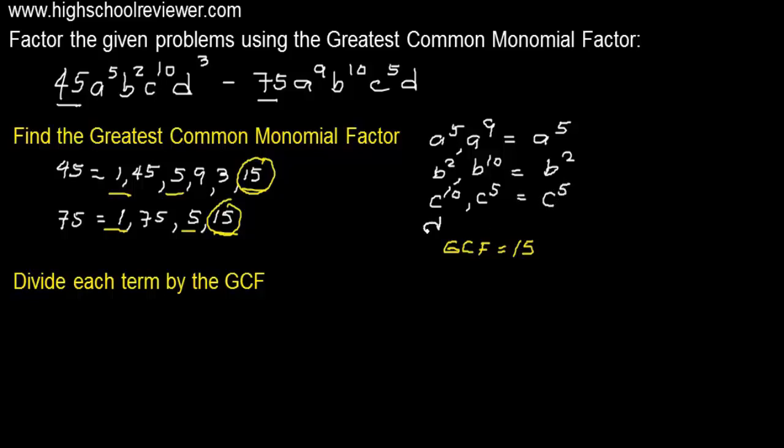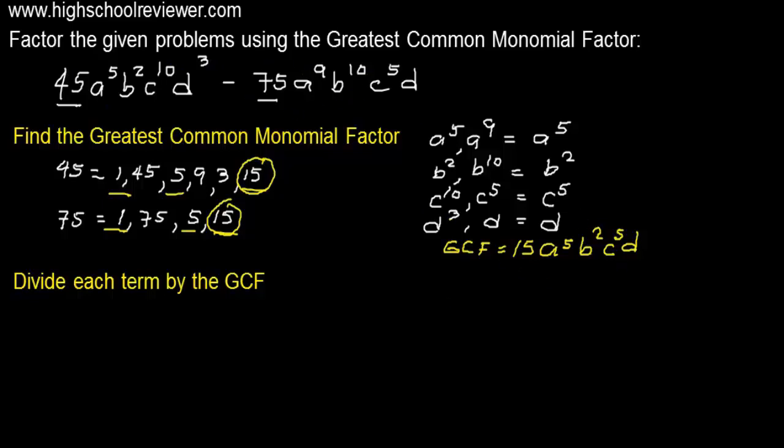And for d, we have here d raised to 3 and d. Of course, the lowest exponent will be d. Okay, so we can now complete our greatest common factor, and this will be a raised to 5, b raised to 2, c raised to 5, and d. So what are we going to do with our greatest common factor? This will now be one of the factors of our given binomial.